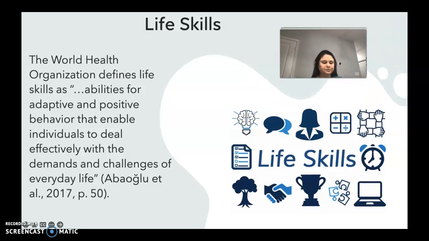Life skills. Life skills are essential in helping an adolescent make the transition into adulthood and promoting independence. Life skills can be defined as abilities for adaptive and positive behaviors that enable individuals to deal effectively with the demands and challenges of everyday life. Studies have shown that performing life skills in different activities contribute to a higher overall quality of life and increase involvement within society.